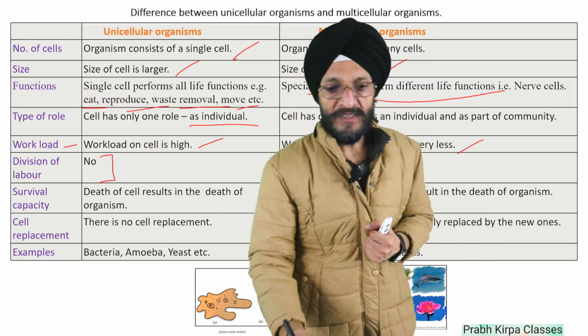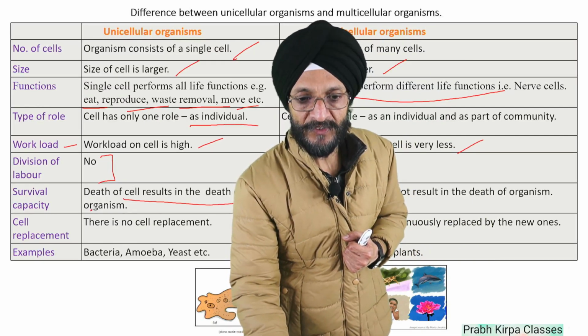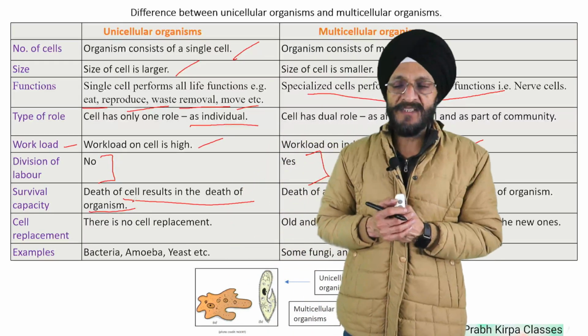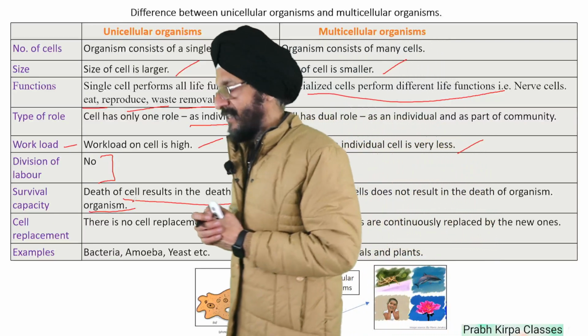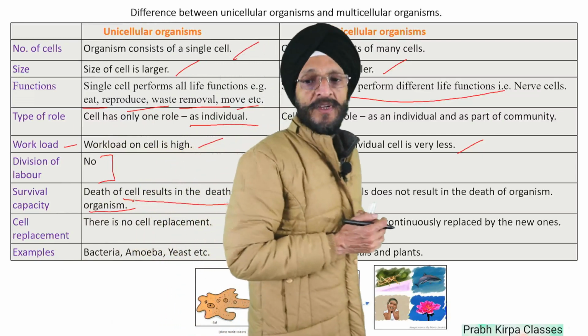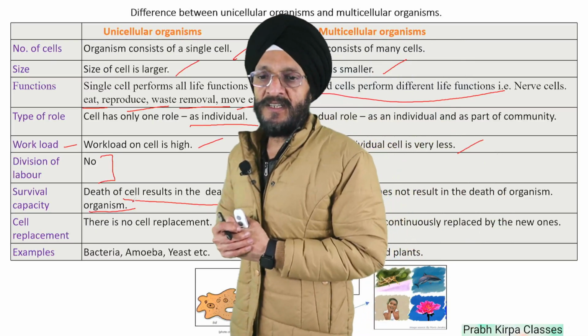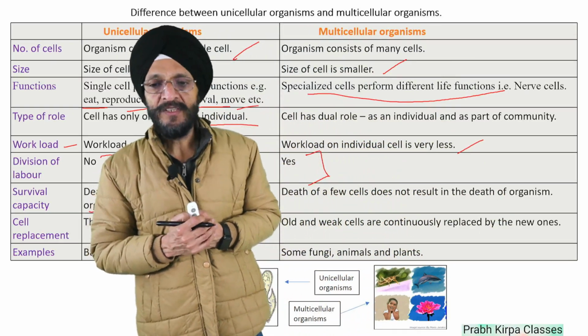Next point is survival capacity. Death of the cell results in the death of the organism because it is the single cell which is present in the unicellular organisms. Whereas in the case of multicellular organisms, death of a few cells does not result in the death of the organism.